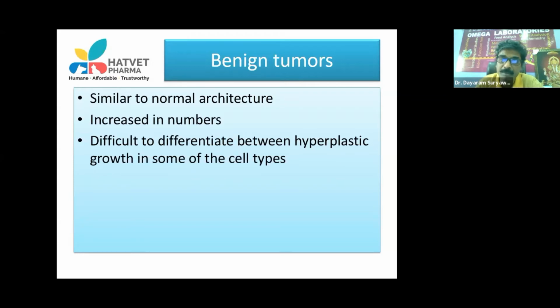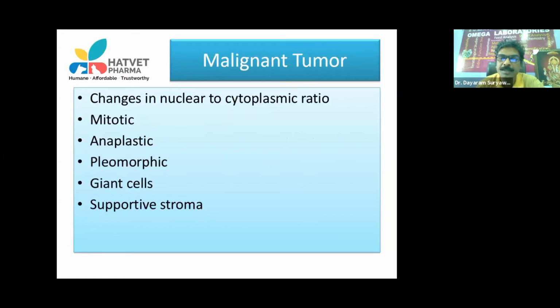Cytological examination gives a little idea about whether this is benign, malignant, or inflammatory. Finally, the final diagnosis of cytology should be correlated with histopathology. Now we are discussing many malignant tumors and their cytology.